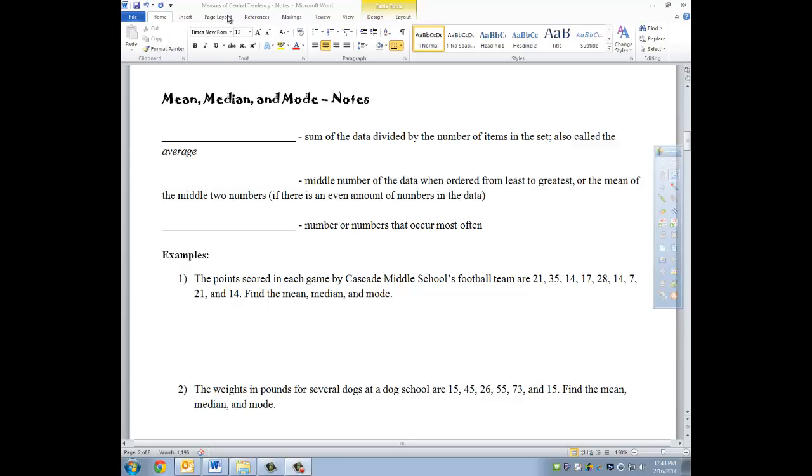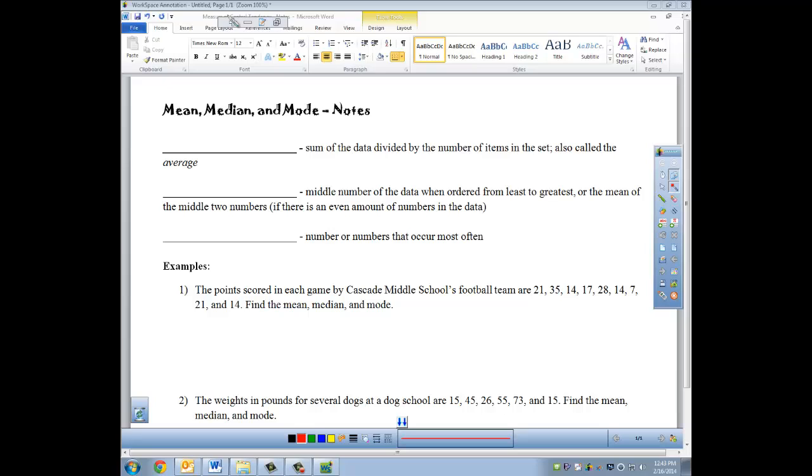Hey, today we're talking about mean, median, and mode. You should have done this quite a bit prior to 7th grade, but we still need to cover it again.